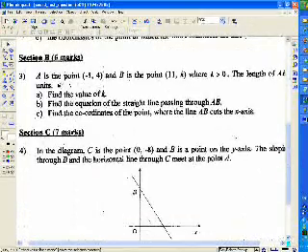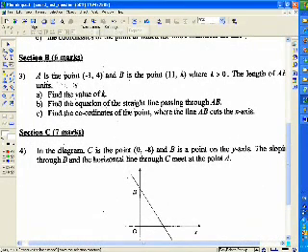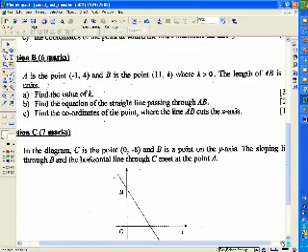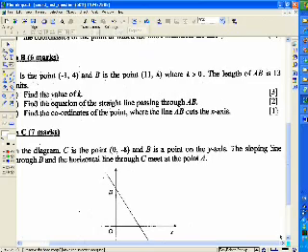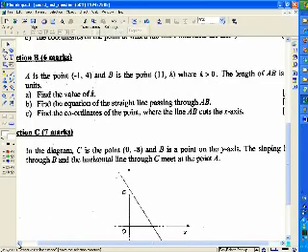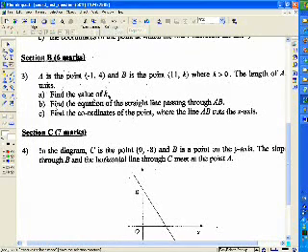Okay, now you are given A is the point (-1, 4), and B is the point (11, k), where k is more than 0. The length of AB is 13 units. Find the value of k.